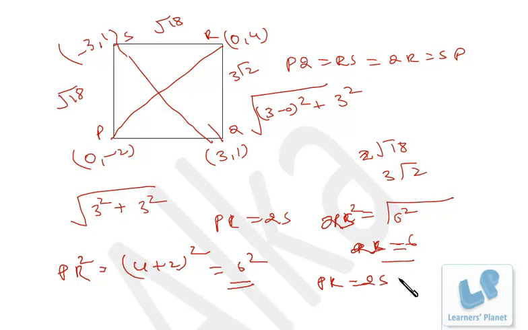So what is happening? Both the diagonals have the same length, and apart from that all four sides have the same length. That means it is definitely a square. If it had been a rhombus, then the lengths of the diagonals would have been different.